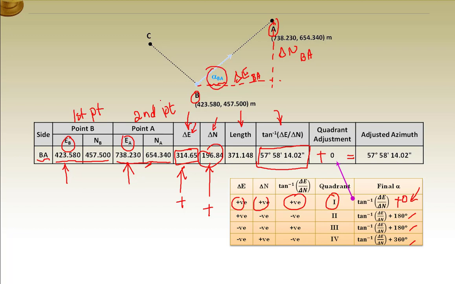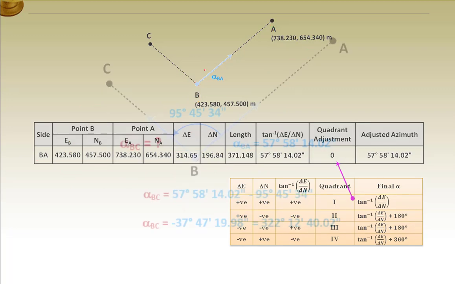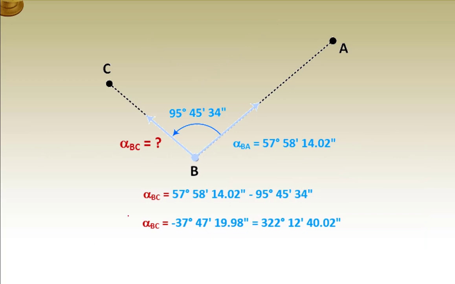So let's move and find the azimuth of the connected line at B, which is BC. We want to find alpha BC. We go to the figure again here, and the alpha BA we just found to be 57, 58, 14.02. We have the angle between the two courses as 95. The direction of the angle is counterclockwise because we are moving from the known to the unknown through this angle, which is going counterclockwise. So alpha BC equals 57, which is the alpha BA, minus the 95.